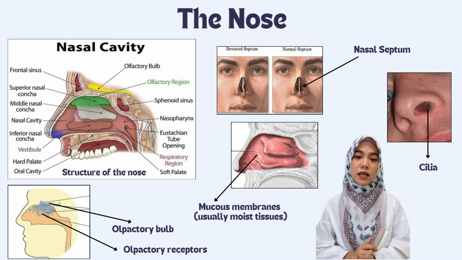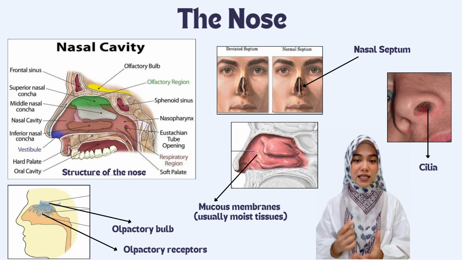A septum is a wall that separates two chambers. Cilia are thin hairs located just inside the nostril that filter incoming air to remove debris. Mucous membranes line the nose.